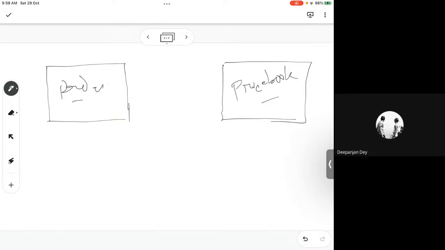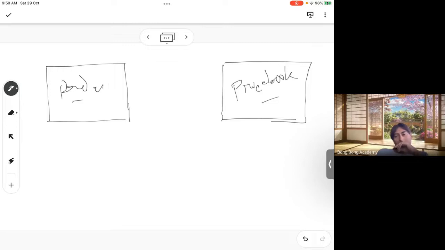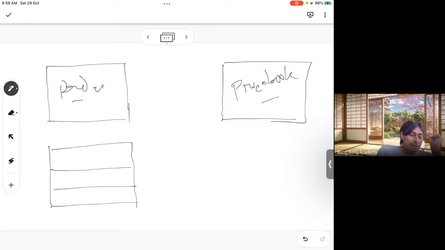Basically, a menu can have multiple menu cards. Give me an example. Why can it have multiple menu cards? Like Nike has different types of products.